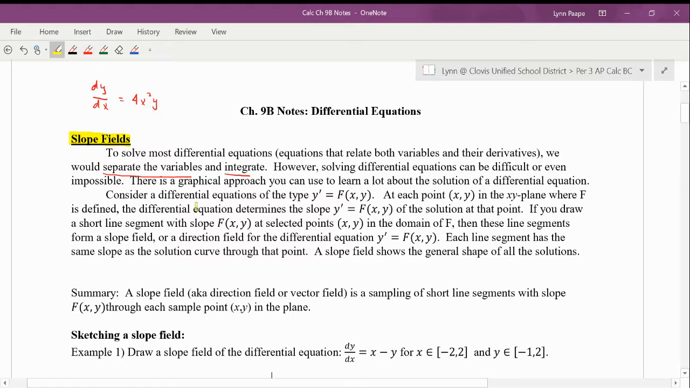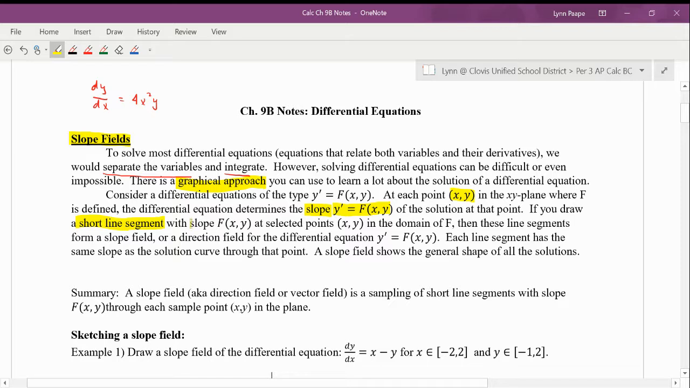So one of the things that we can do is take a graphical approach. When we do that, we are going to be looking at each point (x, y) in the xy-plane, where our function is defined by the slopes given by that derivative equation. So we will be drawing a short line segment that is representative of our tangent line, but we'll be looking at just a small portion of it.